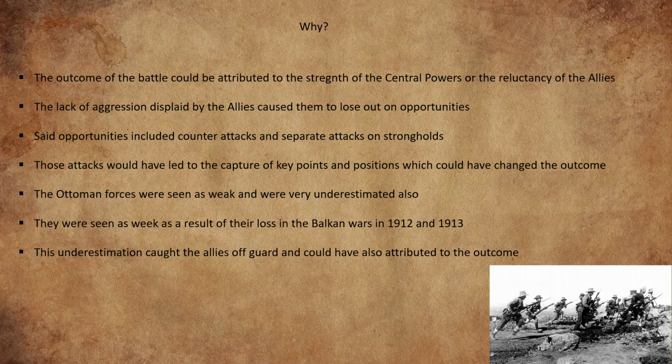Those opportunities include counterattacks and separate attacks on strongholds, such as when the Ottoman forces in the night tried to attack the Allied forces, which was then defended by the Allied forces and caused about 10,000 casualties for the Ottomans. Then they were reluctant to push those forces further back inland to try and take out the fortifications with the lack of troops at those locations. That could have definitely changed the outcome 100% because they would have then taken those points, which would again allow them to get the high ground on the straits and the fortifications down in there.